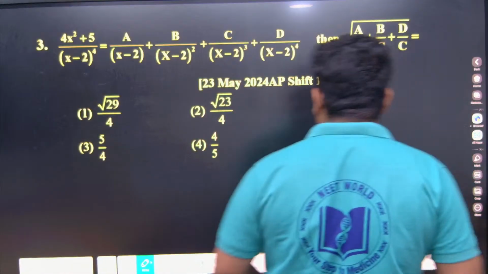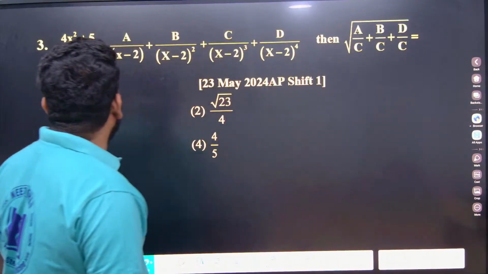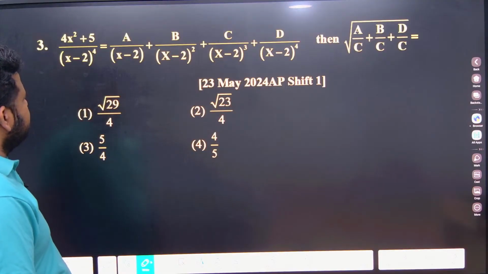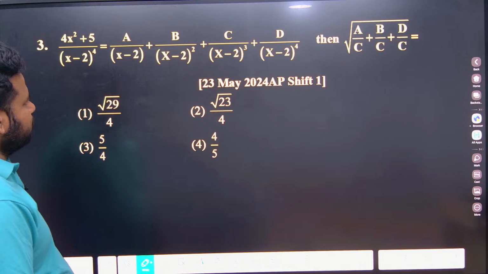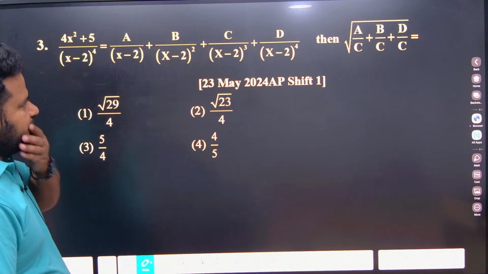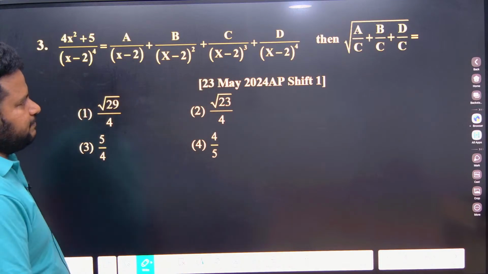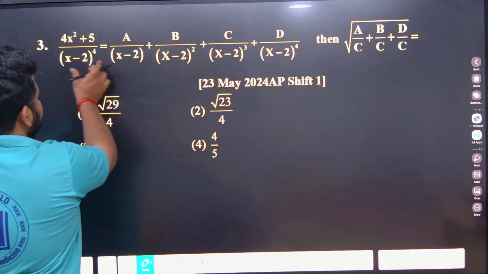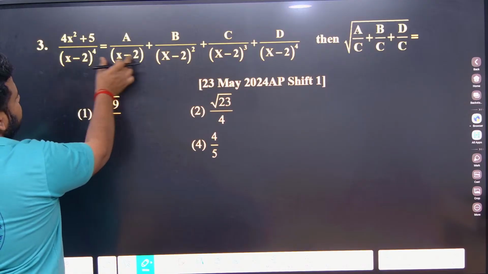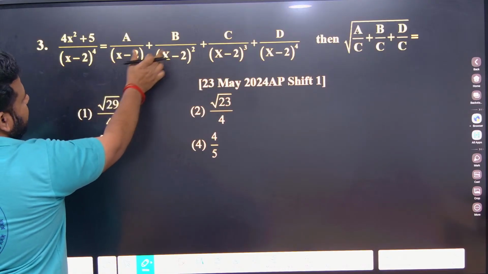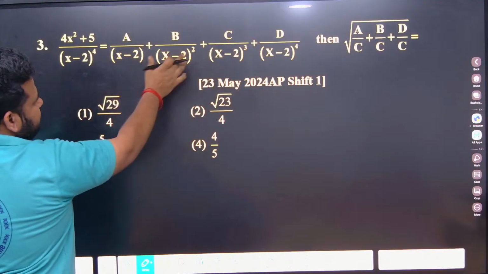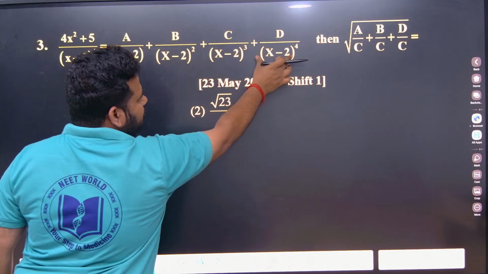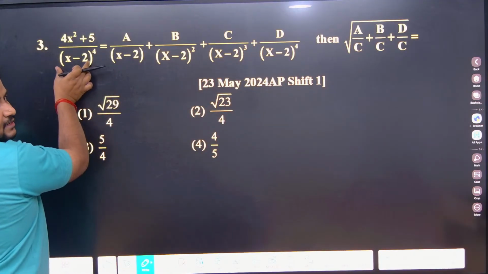Okay. So see here, they were given 4x square plus 5 by x minus 2 whole square, equal to a by x minus 2 plus b by x minus 2 whole square plus c by x minus 2 whole cube plus d by x minus 2 whole power 4. Then they are asking for the value of square root of a by c plus b by c plus d by c. So here, directly I cannot find a or b or c, but definitely I can find the value of d, because under d I am having x minus 2 whole power 4, and under this also x minus 2 whole power 4.